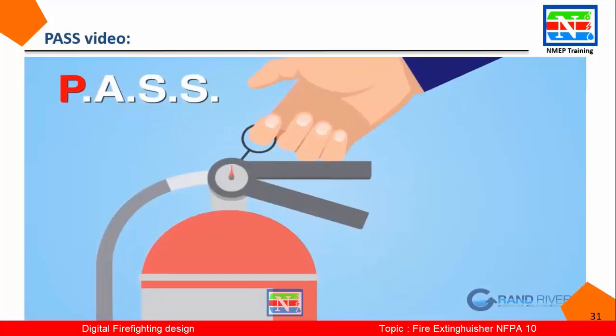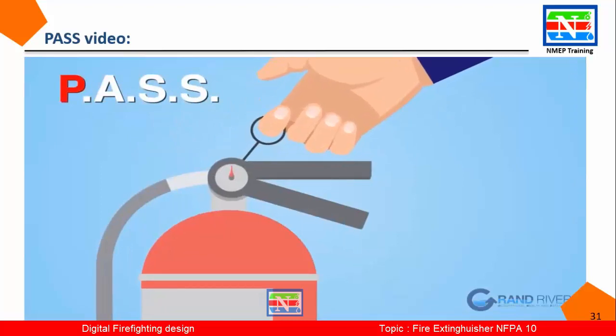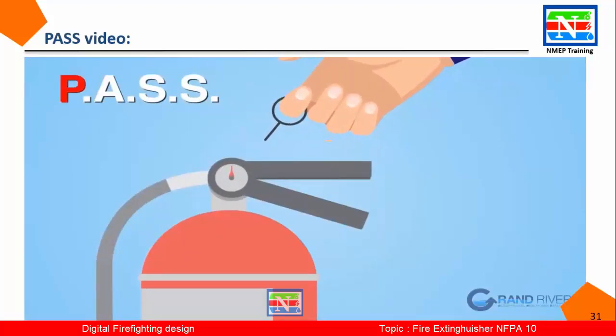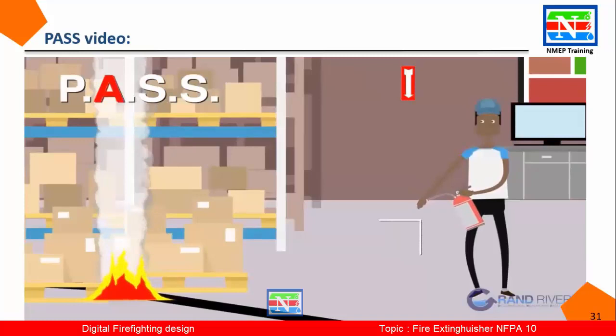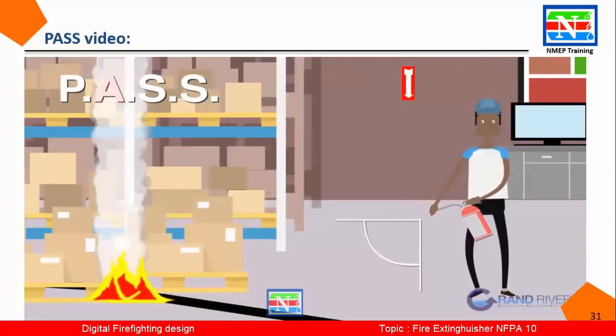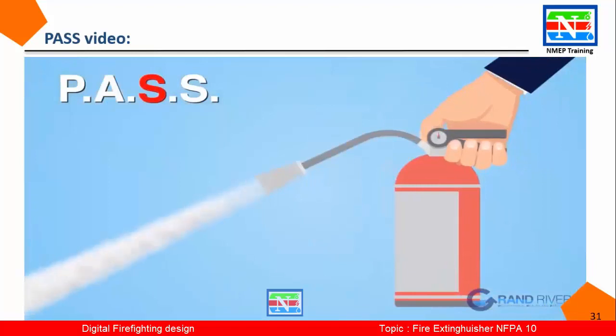First is P for pull. Pulling the pin unlocks the operating lever and allows you to discharge the extinguisher. Next is A for aim. Aim the extinguisher nozzle or hose at the base of the fire. The first S is squeeze. Squeeze the lever. This discharges the extinguishing agent. Releasing the lever will stop the discharge.